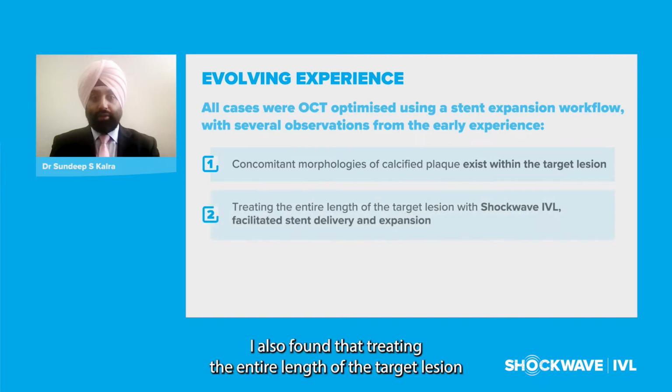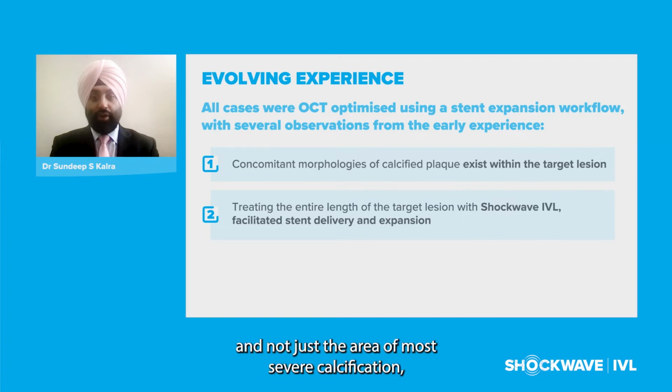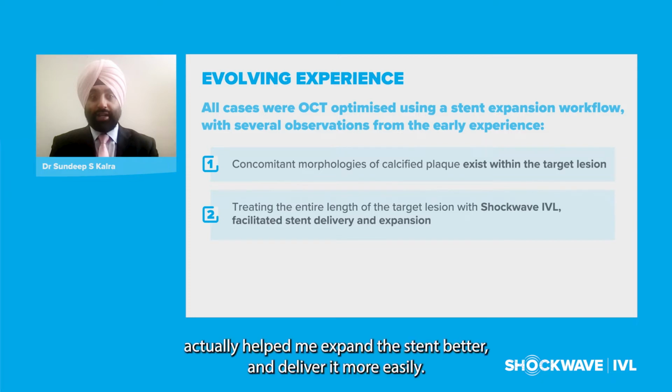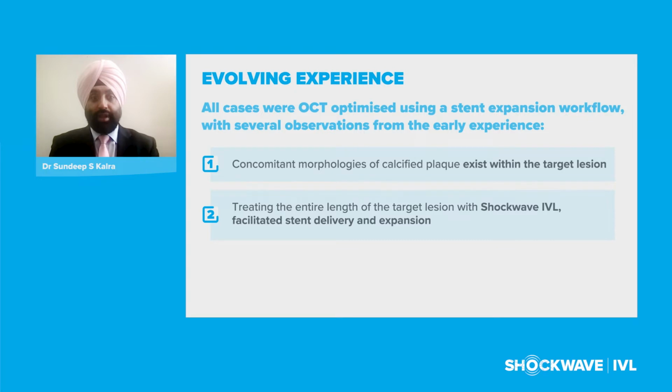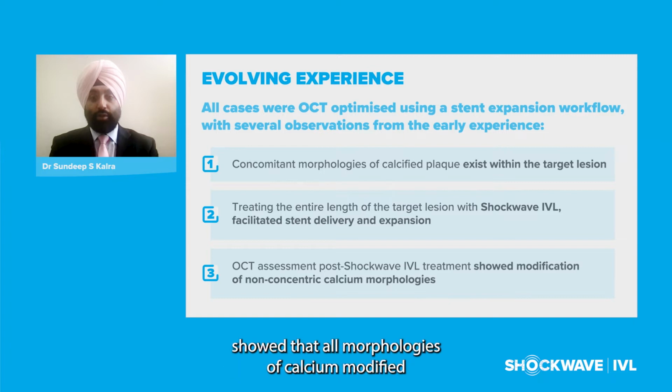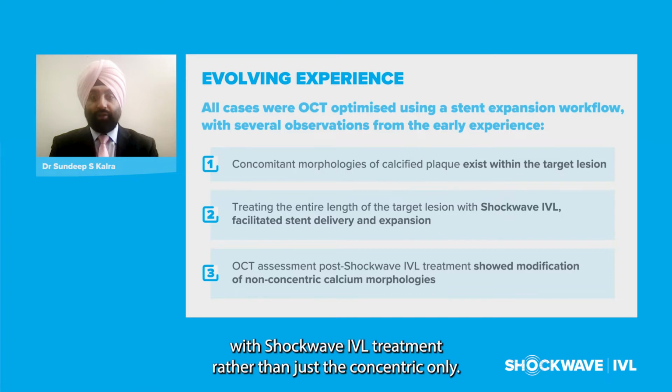I also found that treating the entire length of the target lesion and not just the area of most severe calcification facilitated stent delivery and also stent expansion. So that's treating all types of calcium morphology actually helped me expand the stent better and deliver it more easily. And I also found that OCT analysis after the initial Shockwave treatment showed that all morphologies of calcium modified with Shockwave IVL treatment rather than just the concentric only.